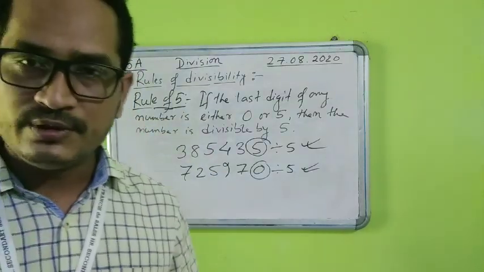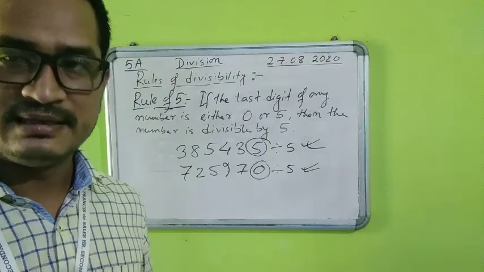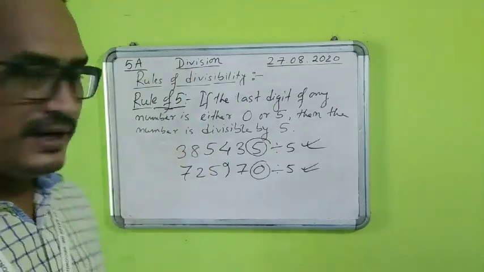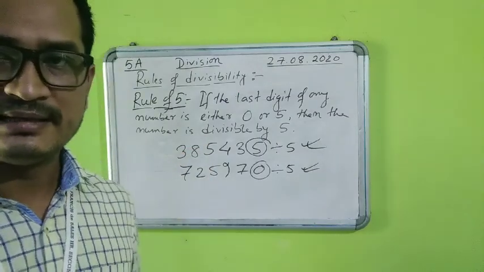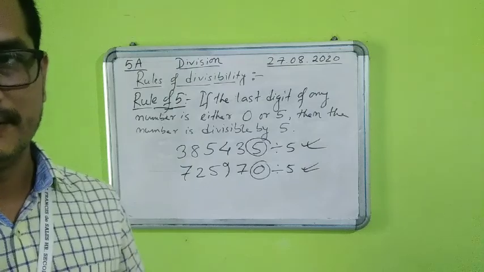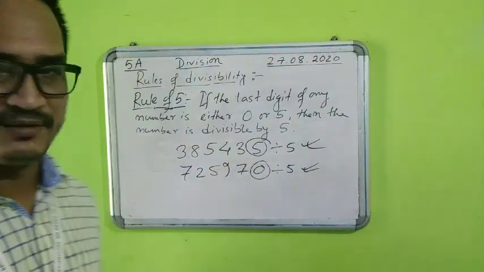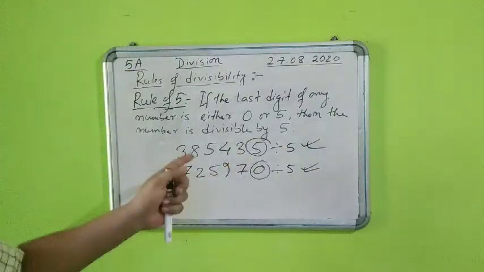For the rule of 2, you need to check the last digit, whether it is even or odd. And for 5, you have to see whether the last digit is either 0 or 5. That means either 0 or 5 should be there. Okay. So please copy this down.